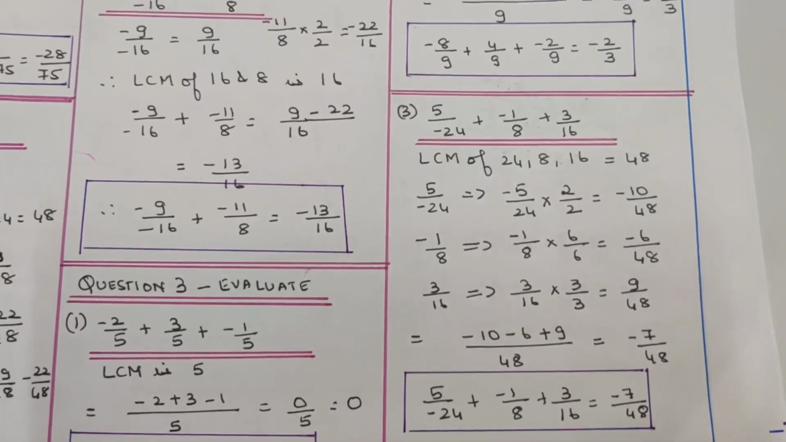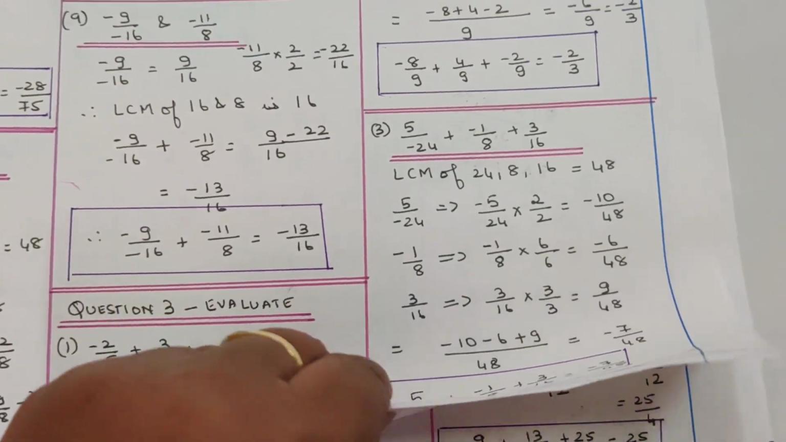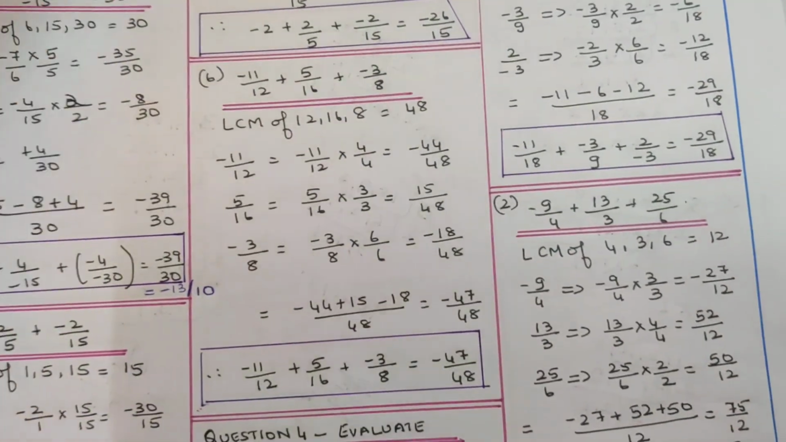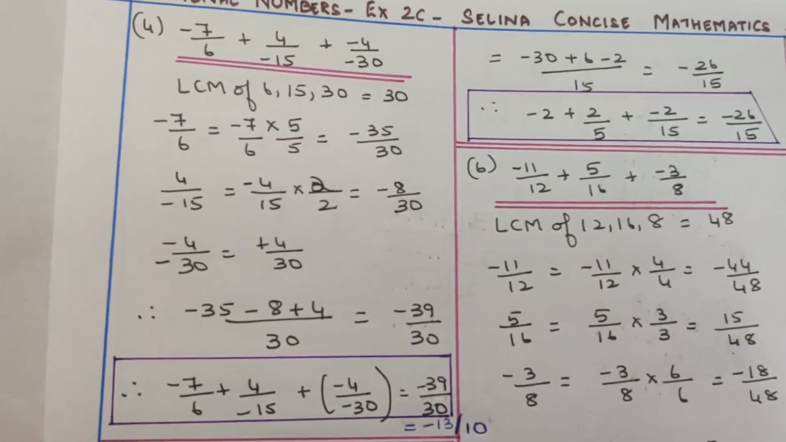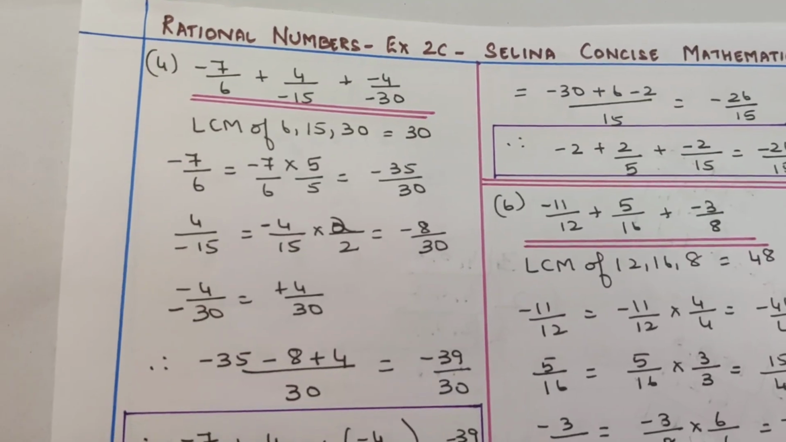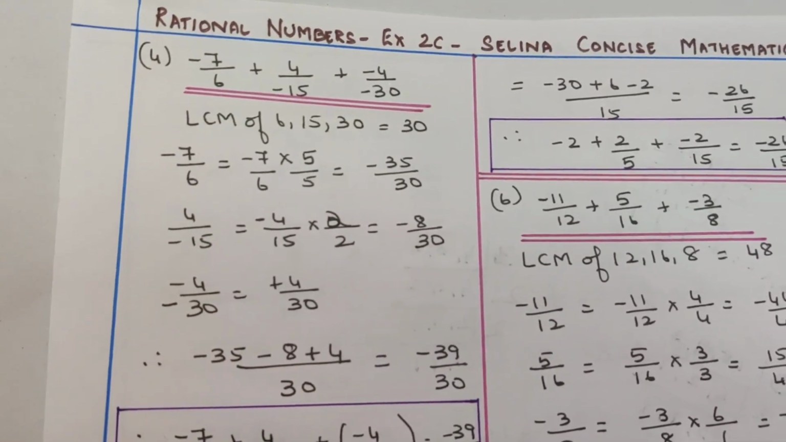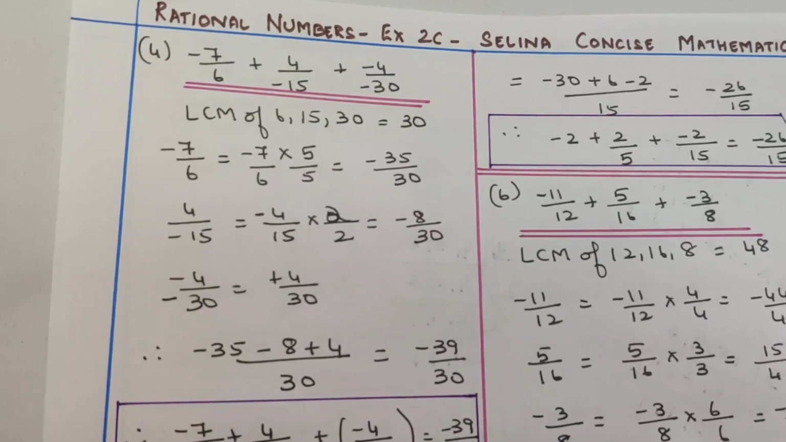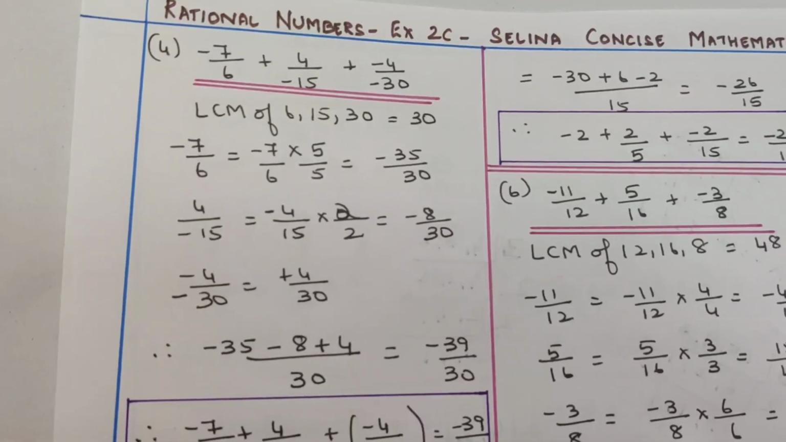That's why I said this exercise is a little lengthy, but all the sums are pretty easy once you understand the concepts. So let's move on to the fourth one. Minus 7 by 6 plus 4 by minus 15 plus minus 4 by minus 30. Let's do the LCM. The LCM is 30.